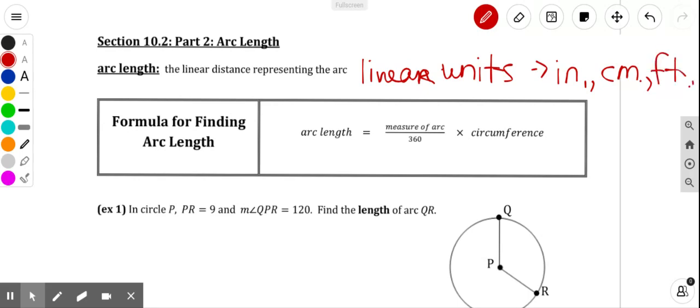Okay, so there's a special formula that we use to find arc length, and it's right here in this box. We take the measure in degrees, we put it over 360, and then we multiply it by the circumference. So you may remember from section 10.1, there are two different formulas for circumference, either 2 times pi times the radius, or diameter times pi. It doesn't matter which one you use. I usually just look at the problem and determine, are we given the radius or are we given the diameter? And that determines which formula for circumference that you use. So I have a few examples.